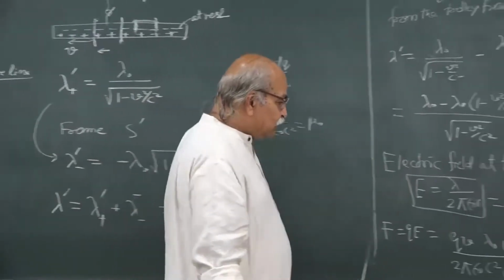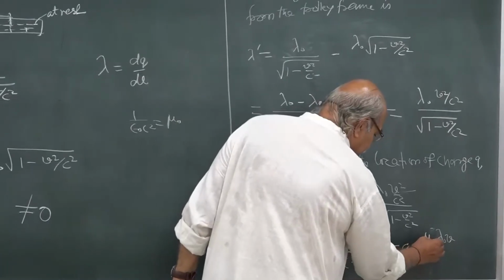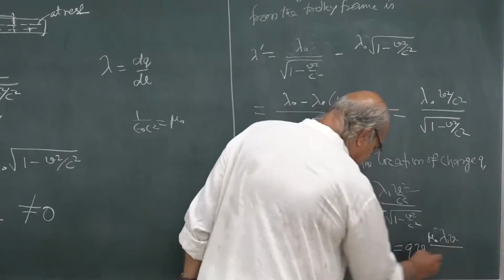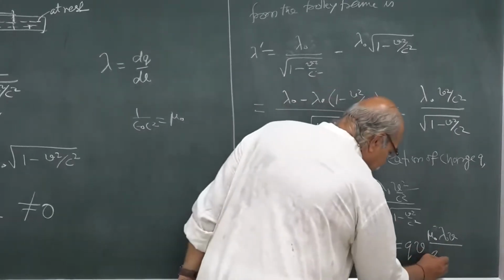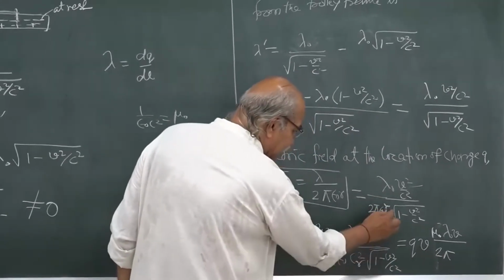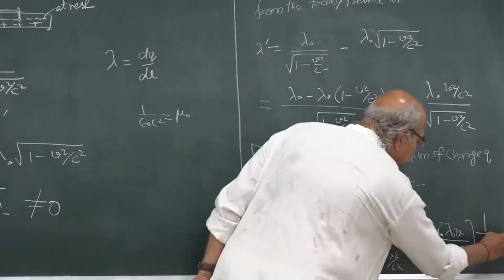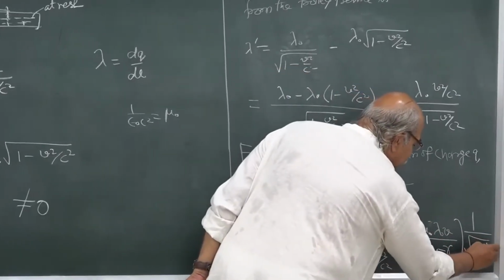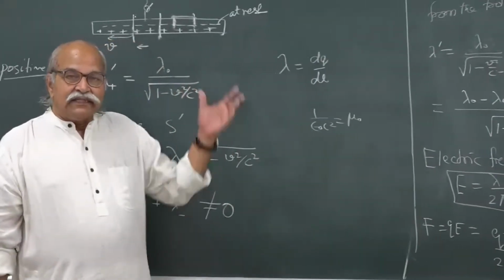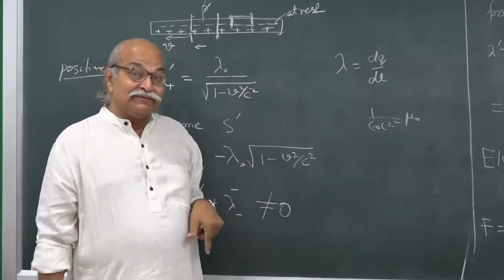So, this we can write as mu naught. So, let me write mu naught here. This epsilon naught c square I have written, and divided by 2 pi here, and r. This r I had not written. So, this r is here, and 1 by square root 1 minus v square by c square. Okay. So, that is the force on the particle in the trolley frame.